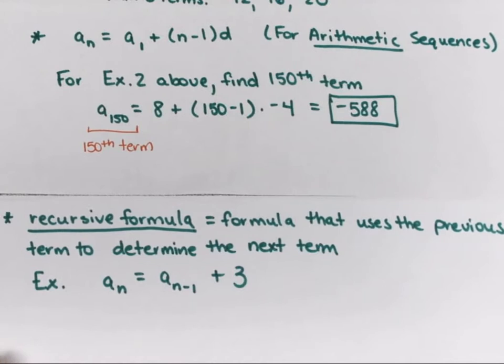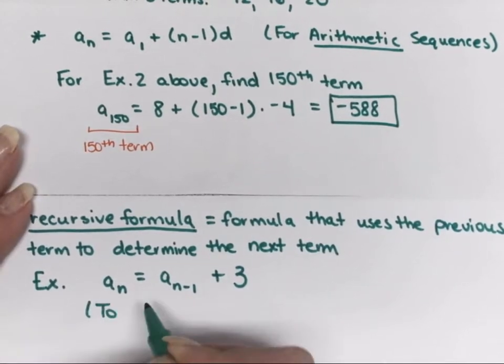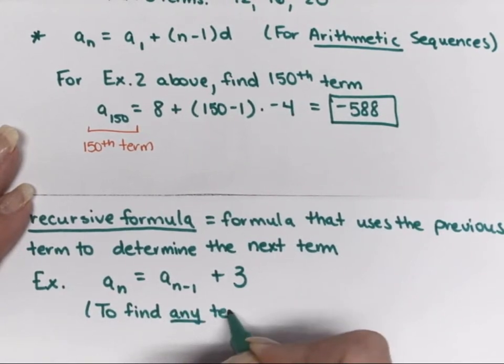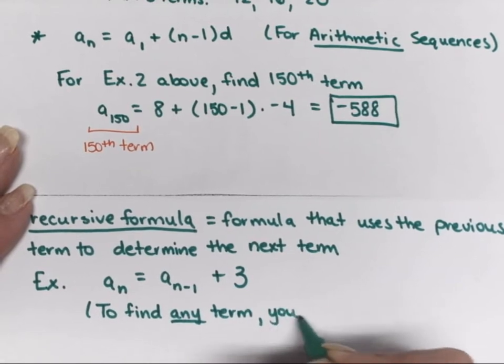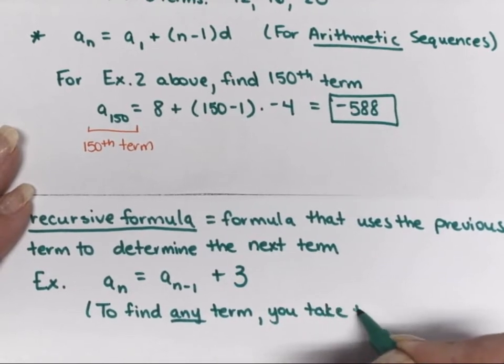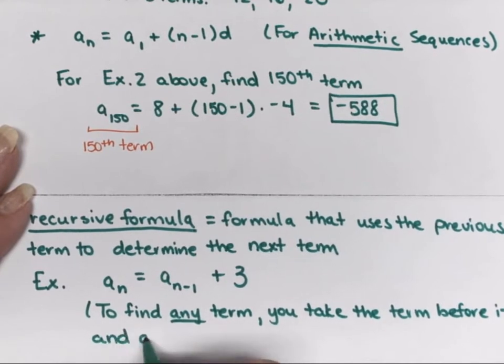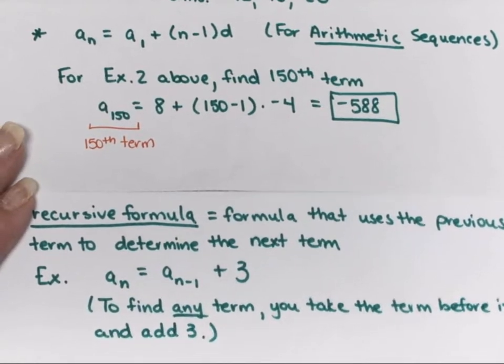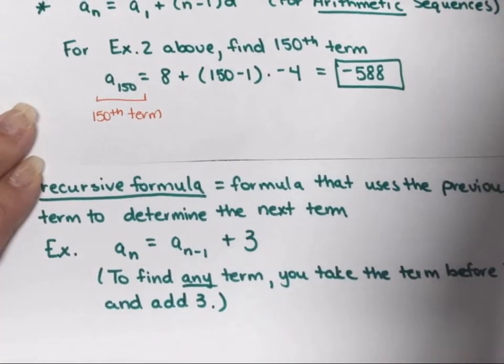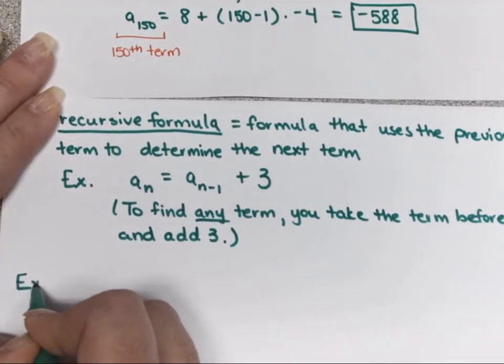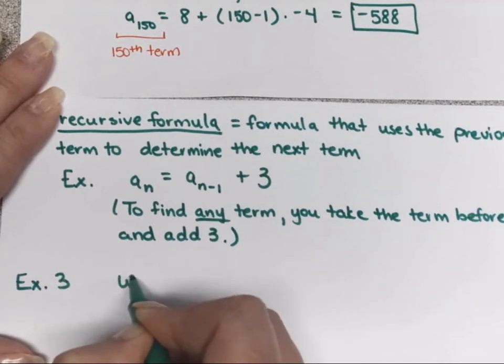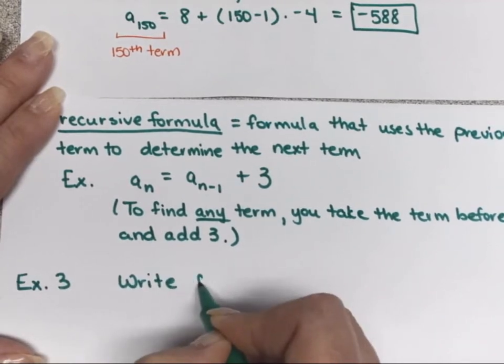So I know this formula looks weird, and mainly I just want you to learn how to read it, okay? So this is how you kind of decipher this formula. It says to find any term you want, whether that be the 100th, the 50th, whatever, you take the term before it and you add what to it? 3. So occasionally you're going to see this formula maybe written like this, and again, it's just do you know how to read it or not?